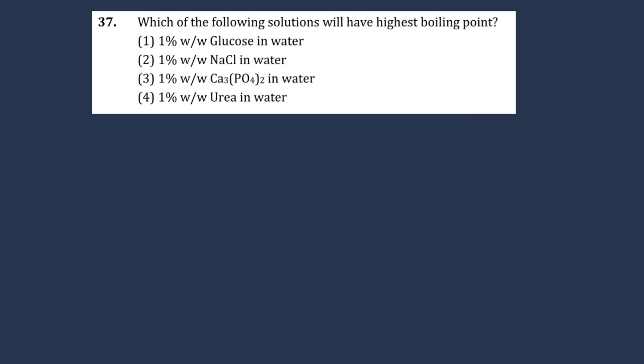Next one, question 37. Which of the following solutions will have the highest boiling point? Solute particles increase, which means vapor pressure decreases and boiling point increases. So when solute particles increase, the i factor increases. Since all are the same percentage, the i value should be greater.